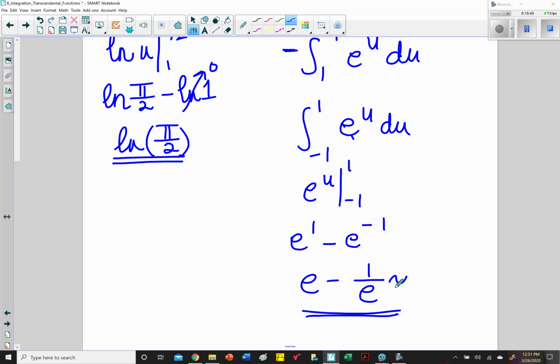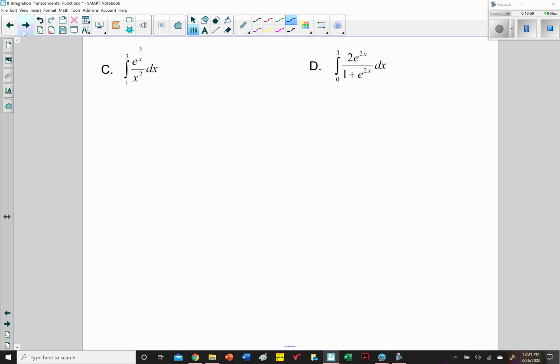Oftentimes we'll need to find an approximation on an AP question, so it could also be a decimal approximation, just in case you need that. And a couple more on this example, and then we'll have a few completing the squares and changing variable challenges. Okay, e to the 3 over x and x squared in the bottom.